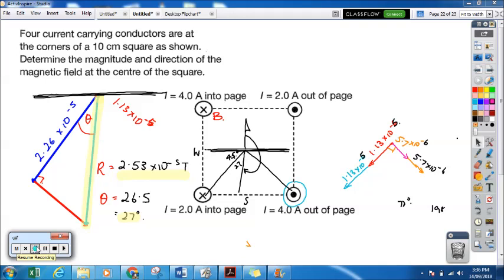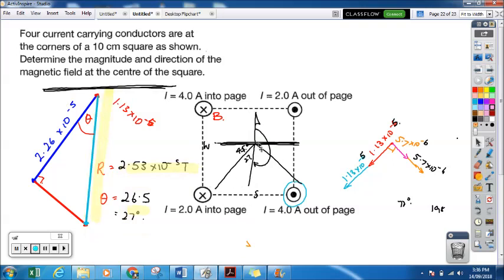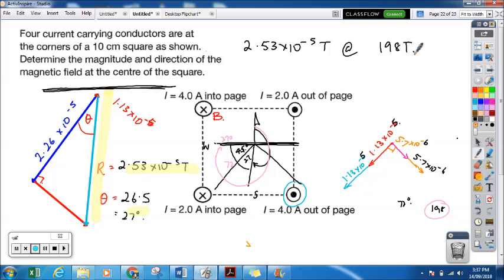Okay, well, I got that this was a bearing of 198 degrees. The way I did that, adding these two values together, we got 72 degrees. So if that's 72 degrees, we can work out all the way 270, subtract 72, we get 198. So the total value would be 2.53 by 10 to the minus 5 Tesla at a bearing of 198 degrees true.